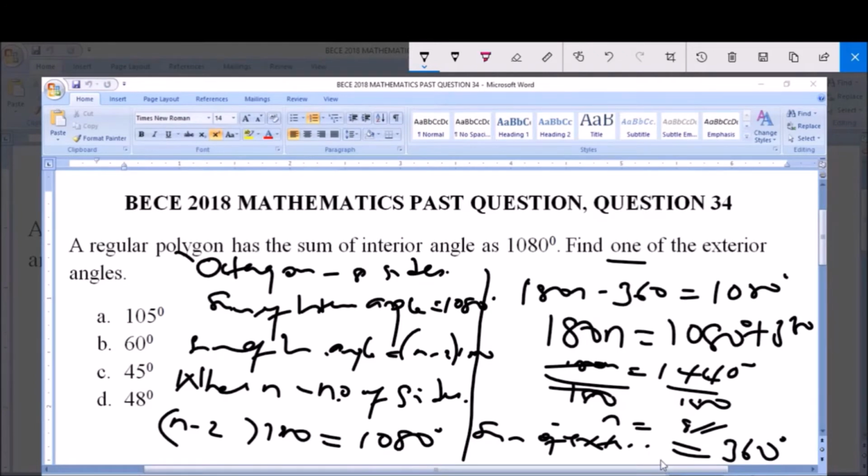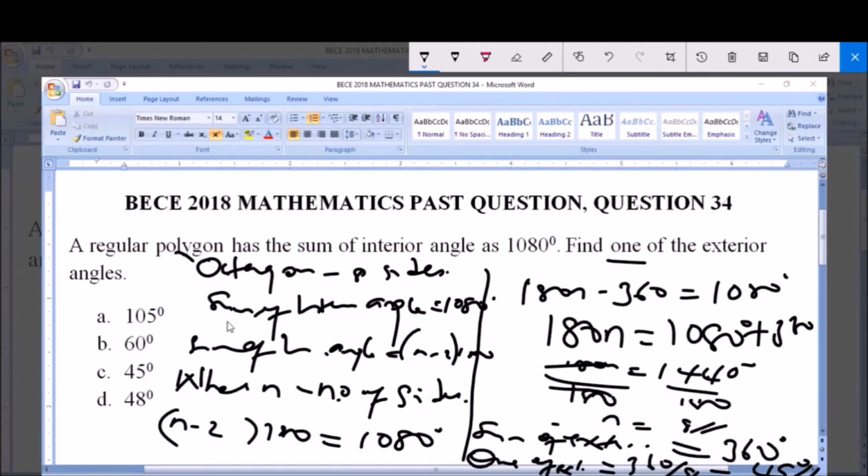So therefore we say that one of the exterior angles is equal to 360 all over 8. And this will give us 45 degrees. So therefore one of the exterior angles of this regular polygon, which is an octagon, an 8-sided polygon, is 45 degrees by dividing 360 by 8.